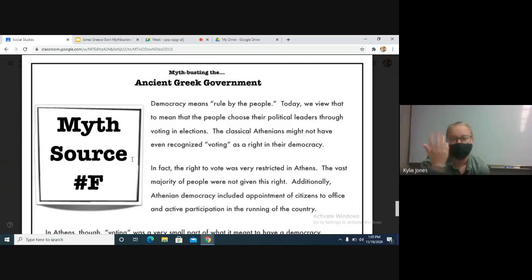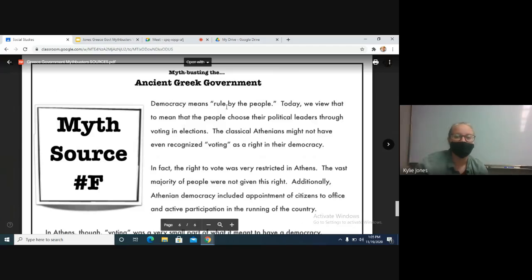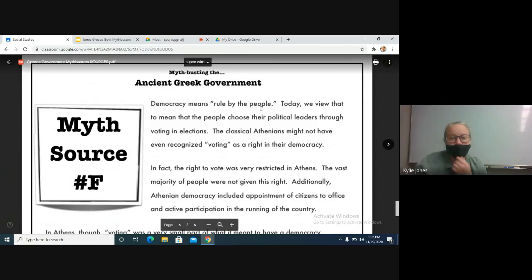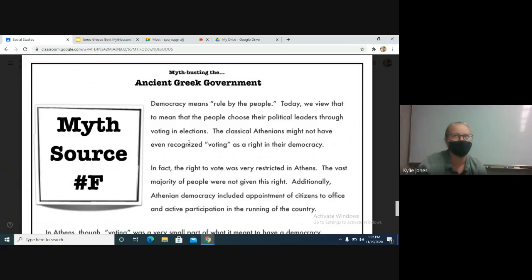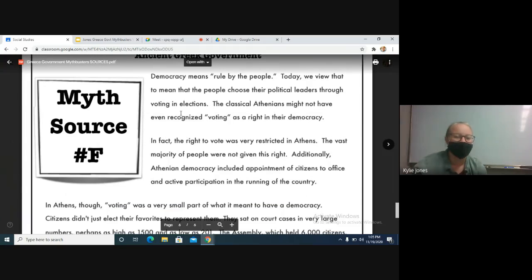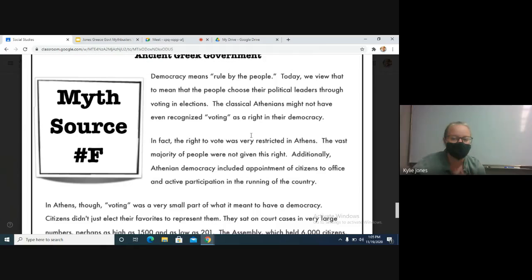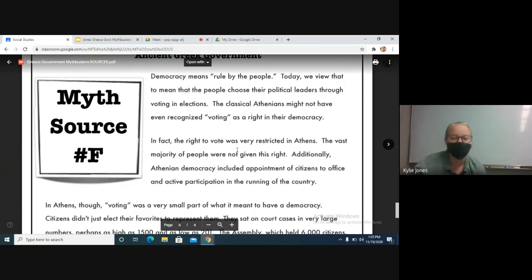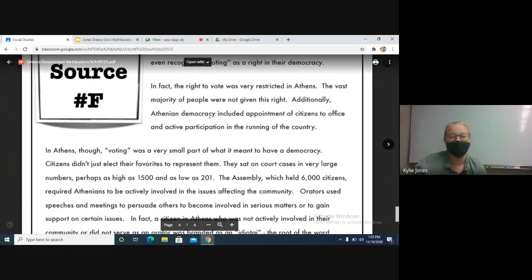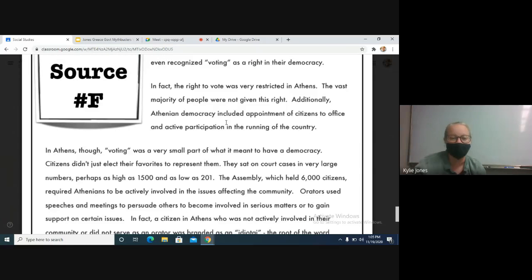Democracy means rule by the people. Today, we view that to mean that the people choose their political leaders through voting in elections, just like what happened 2 weeks ago, right? The classical Athenians might not have even recognized voting as a right in their democracy. In fact, the right to vote was very restricted in Athens. The vast majority of people were not even given this right. Additionally, Athenian democracy included the appointment of citizens to office and active participation in the running of the country.